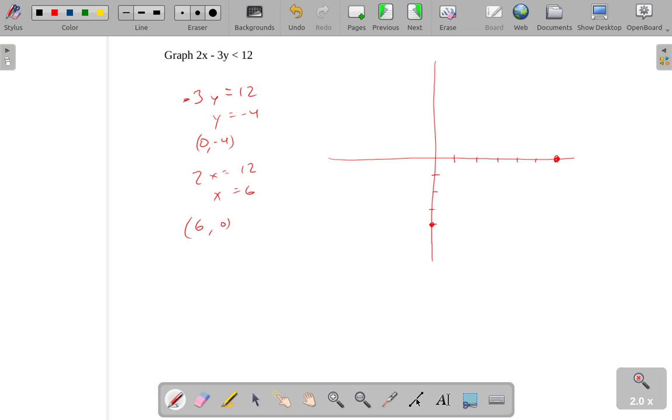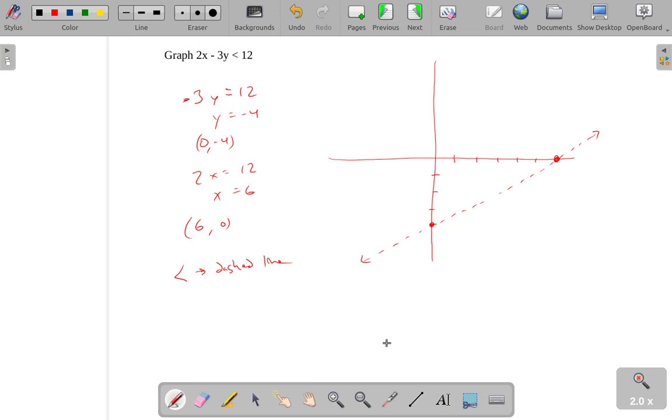And our line, well, I guess before I draw the line in there, I don't want to just start in with a solid line, because this one has a strict inequality. Means we're going to use a dashed line. So I'll go ahead and draw a dashed line in here. That's my border, my boundary.